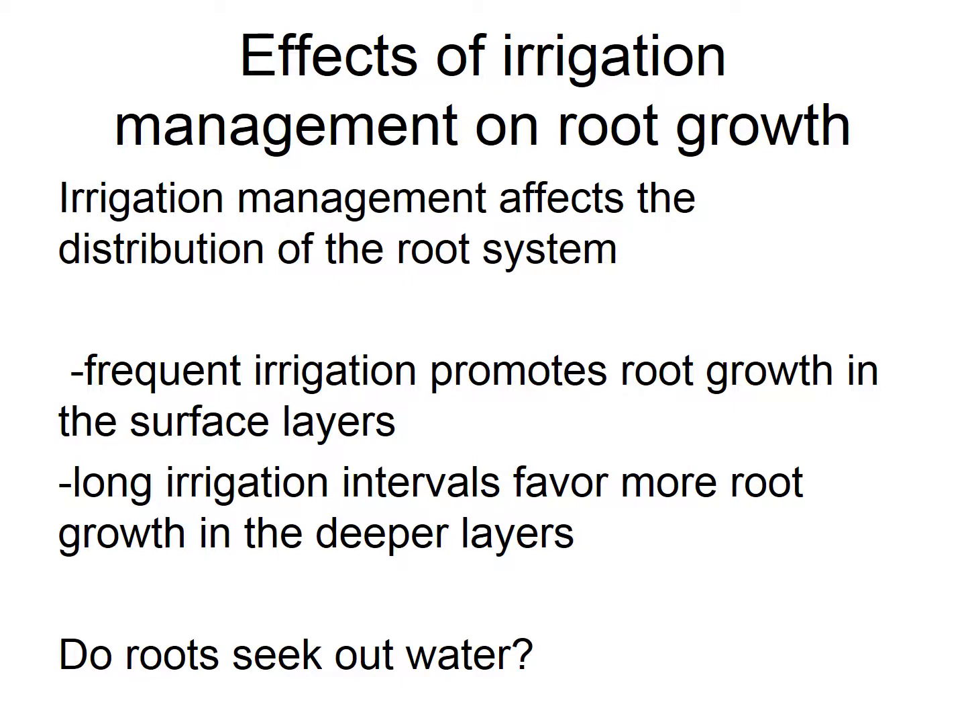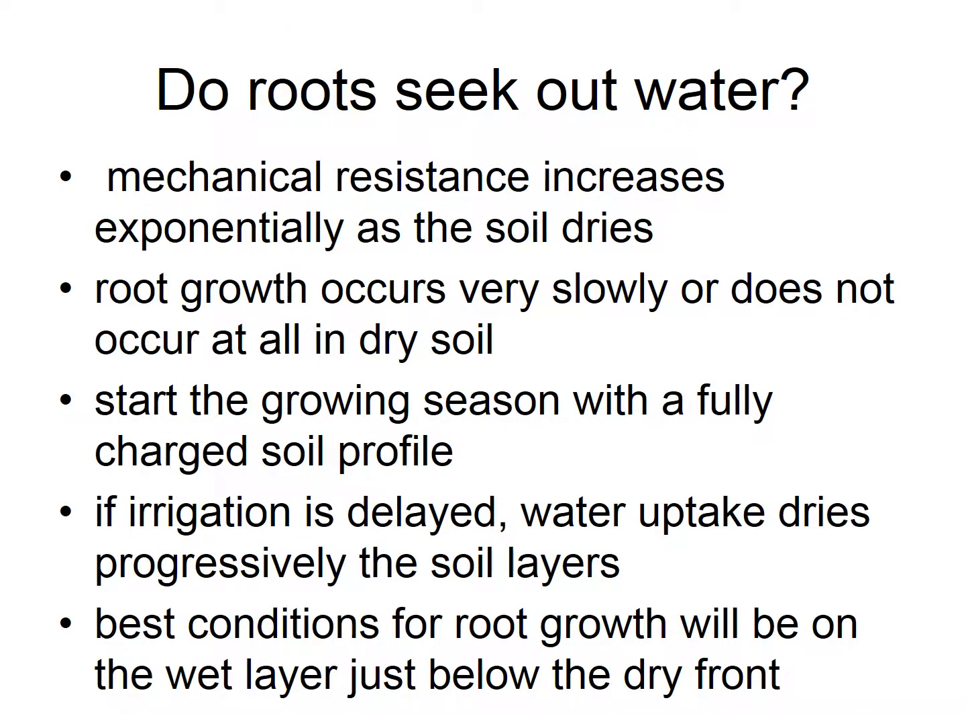Let's start with the idea that irrigation management affects the distribution of the root system. In general, frequent irrigation promotes root growth in the surface layers, and long irrigation intervals favor more root growth in the deeper layers. This fact has led many to believe that roots seek out water, which is not true. In fact, the mechanical resistance of the soil increases exponentially as the soil dries, so root growth occurs very slowly or does not occur at all in dry soil.